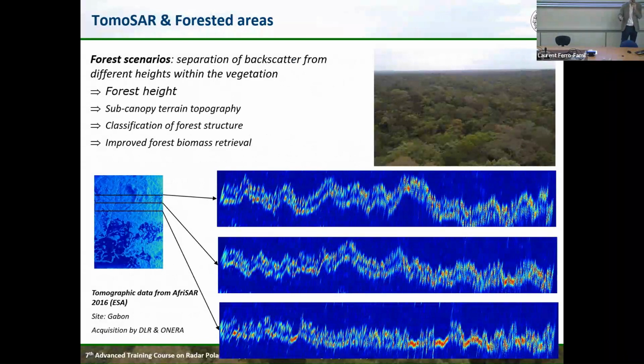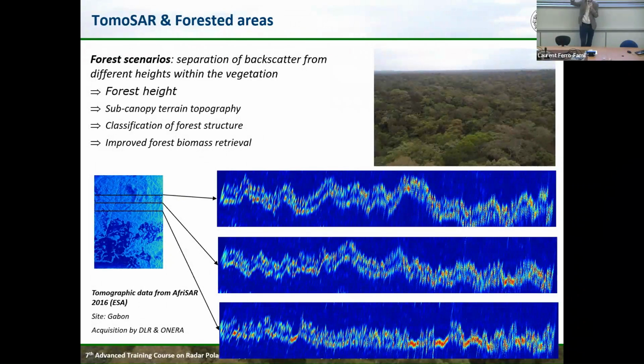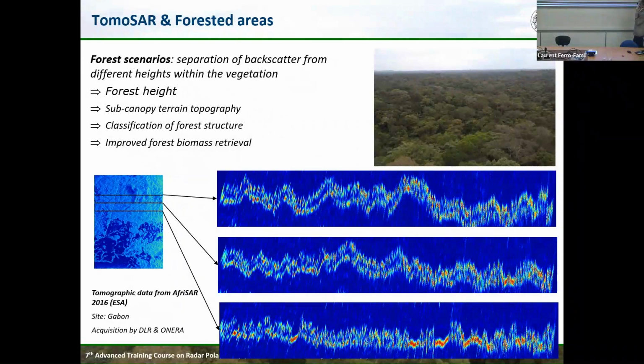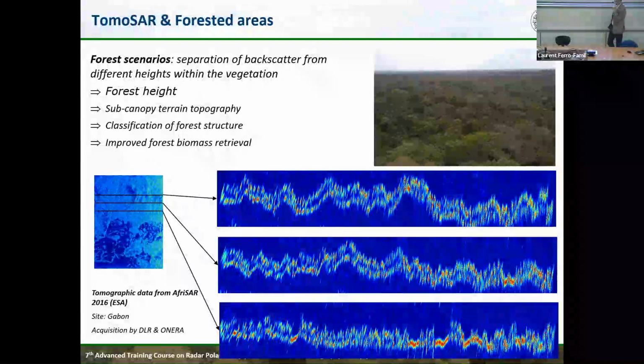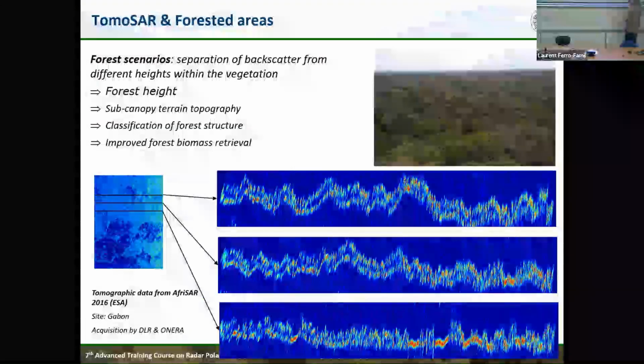Some examples, just to show you from the very beginning what we are talking about. Here is a tropical forest. Those are data from AfriSAR, acquired in Gabon. This is a SAR image, and here we have 3 transects, so 3 vertical cuts, where you can see the profile of this forest. You see that it is swaying up and down. And why? Because in this case, the focusing was done with respect to a flat terrain. So we see the topography of the forest, and we also see the forest.